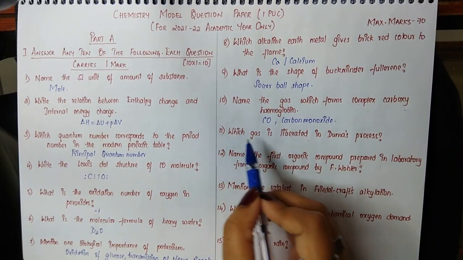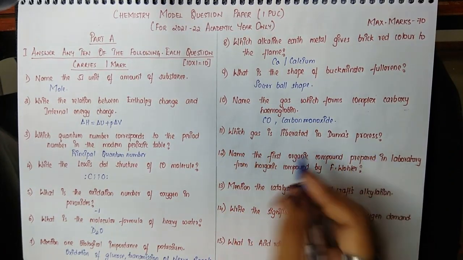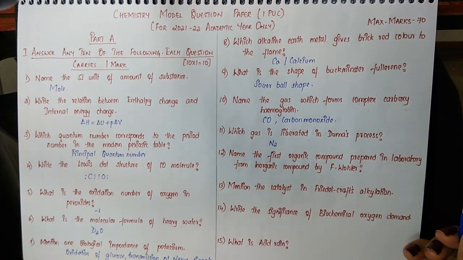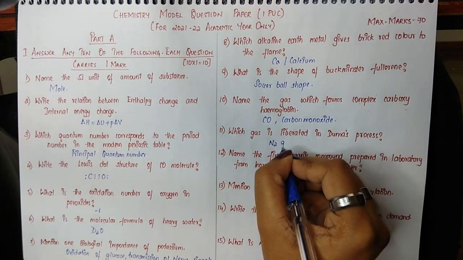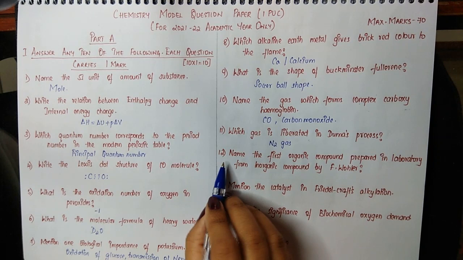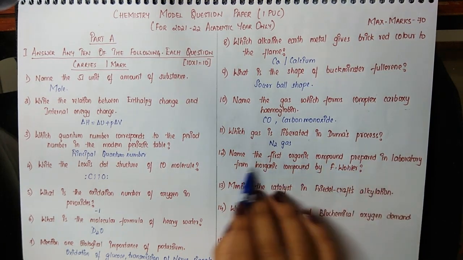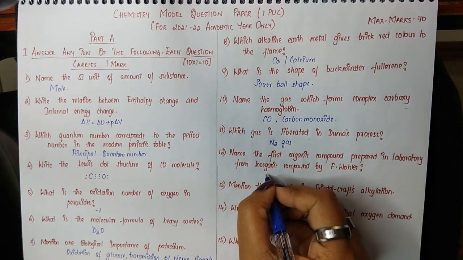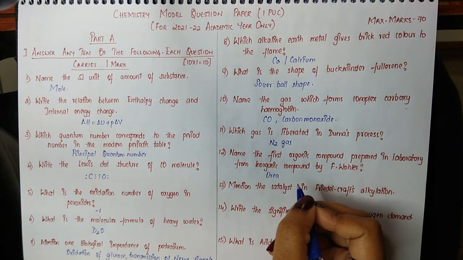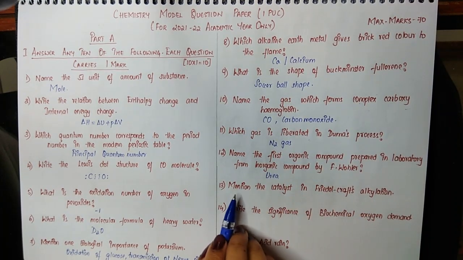Then question number 11 is, which gas is liberated in the Dumas method? It's one of the preparations to detect the presence of nitrogen. So the gas liberated here is nitrogen gas. Then question number 12 is, name the first organic compound prepared in laboratory from an inorganic compound. Urea. This is the very first thing we learn when we start learning about organic chemistry.